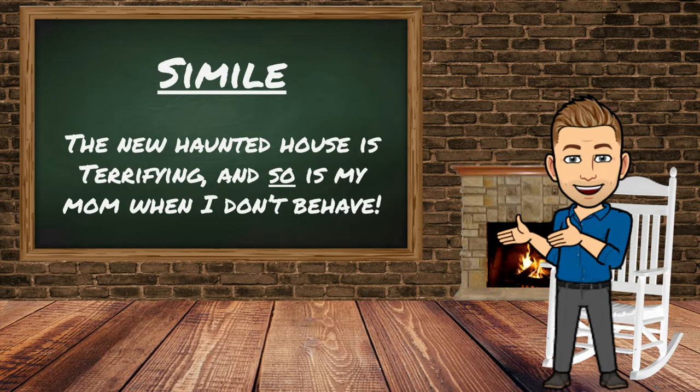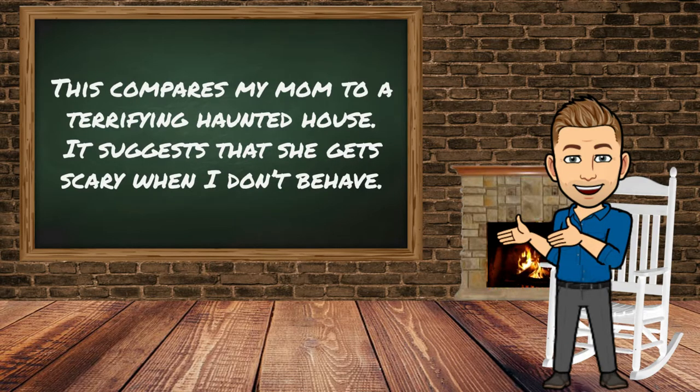Here's another one. The new haunted house is terrifying, and so is my mom when I don't behave. Now here's an example using the word so. And we need to be careful when we use the word so as a simile. A lot of the times we're saying and so is. So here we're saying the new haunted house is terrifying and so is my mom when I don't behave. You can see the word so in sentences and not have a simile. So this compares my mom to a terrifying haunted house, and it suggests that she gets scary when I don't behave.